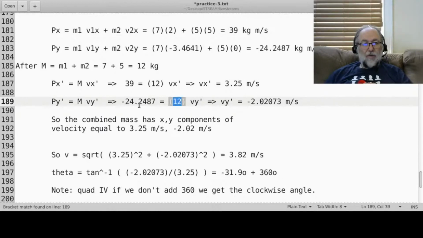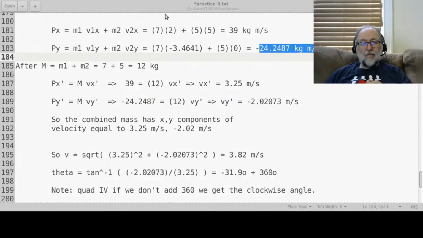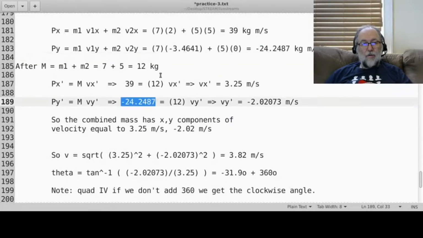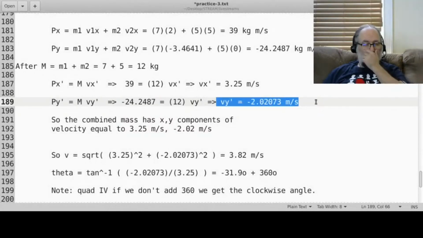M is 12, and Vy primed is unknown. Okay, and the total momentum y component after, that's the same as before up here. Well, you can't see that. Let me scroll it down like that. Okay, so that total momentum y component after, that's the same right here. Okay, and then solving for Vy primed, we get that number.